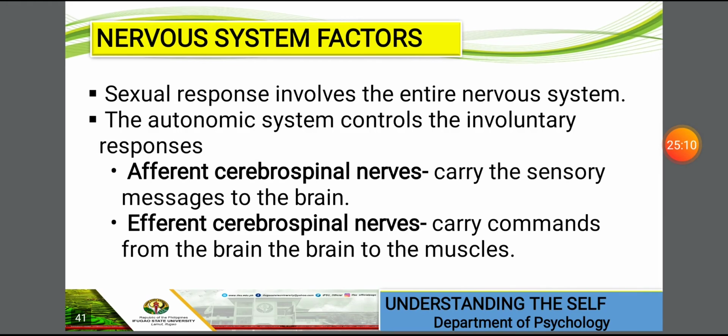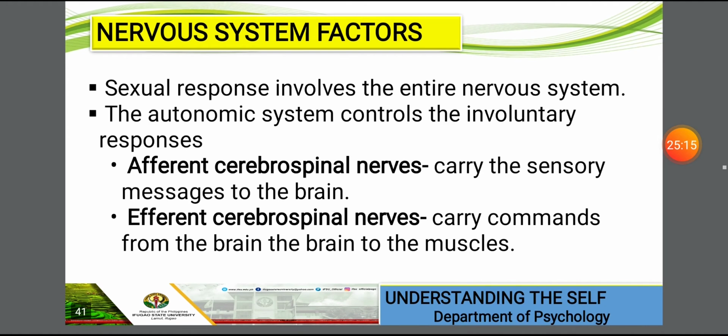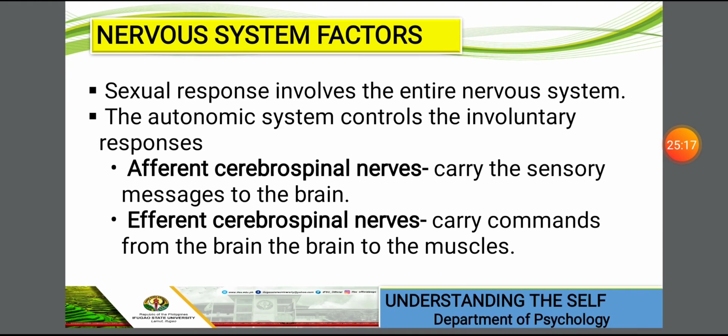And let's proceed to the nervous system factors. Sexual response involves the entire nervous system. The autonomic nervous system controls the involuntary responses. So let's take a look at the afferent cerebrospinal nerves. These carry the sensory messages to the brain. Okay. Minsan, kung nafe-feel natin na may nagtatouch sa erogenous zone, it is through the afferent cerebrospinal nerves that what we sense, of course, would be carried to the brain for a proper perception or thinking.